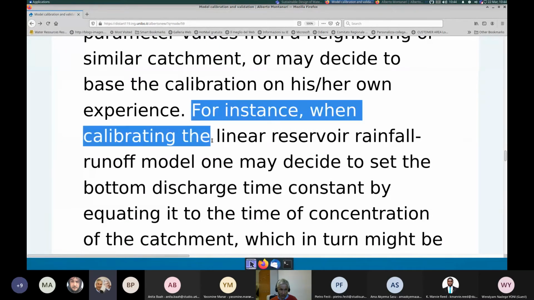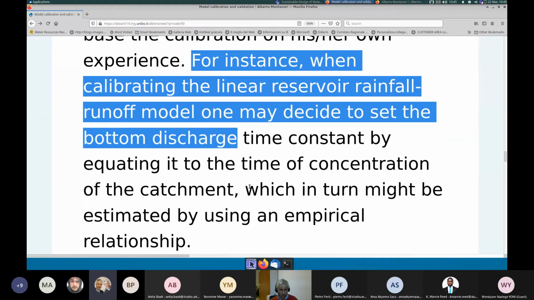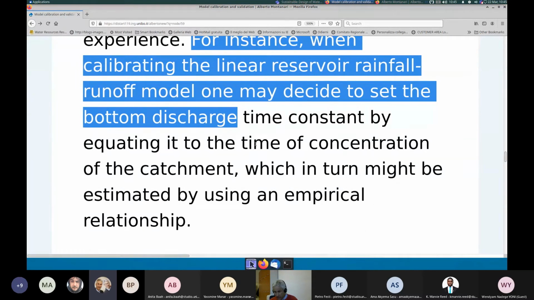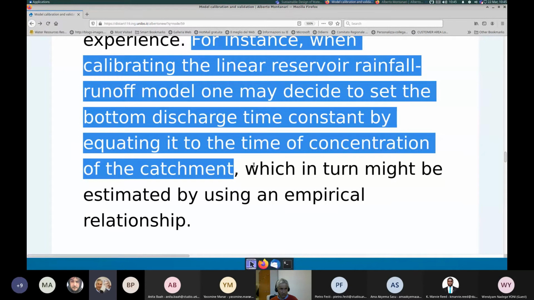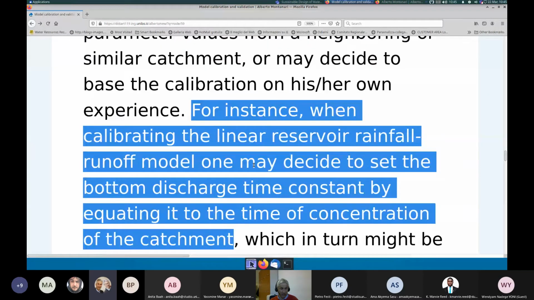And here there is written what I meant to say now. When calibrating the linear reservoir rainfall runoff model, one may decide to set the bottom discharge time constant by equating it to the time of concentration of the catchment. Because this is what we already discussed. The time of concentration is related to the K value. But actually, this is what I did when we performed our exercise last Thursday.